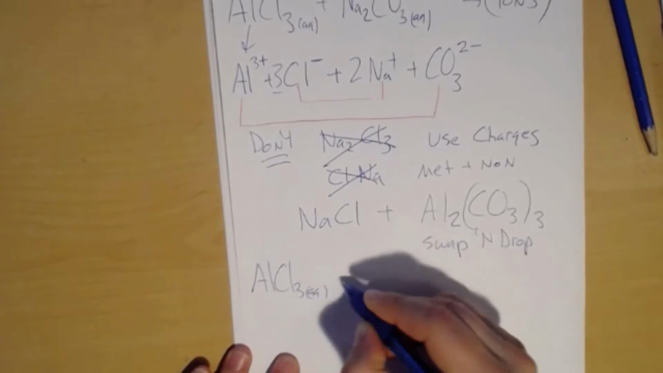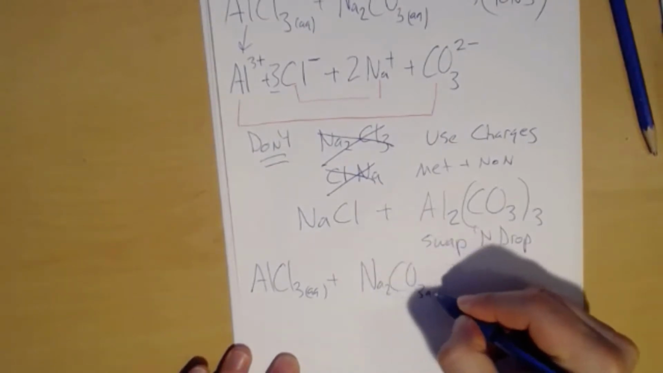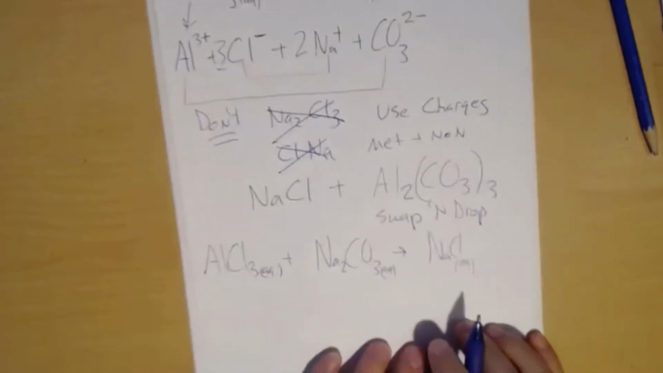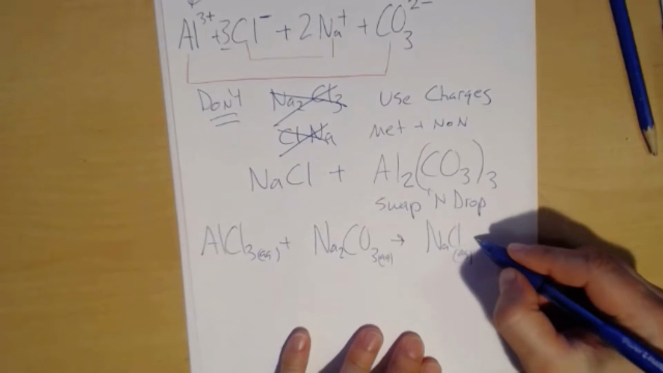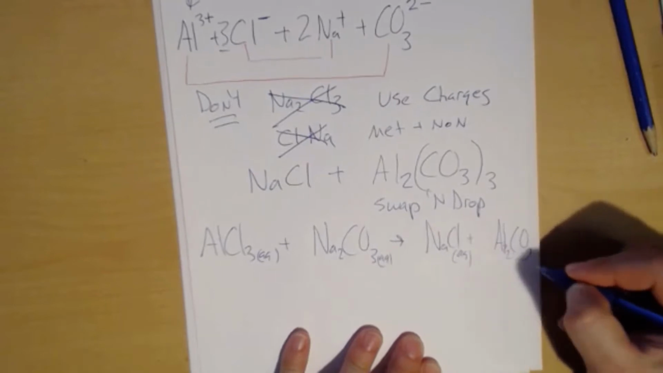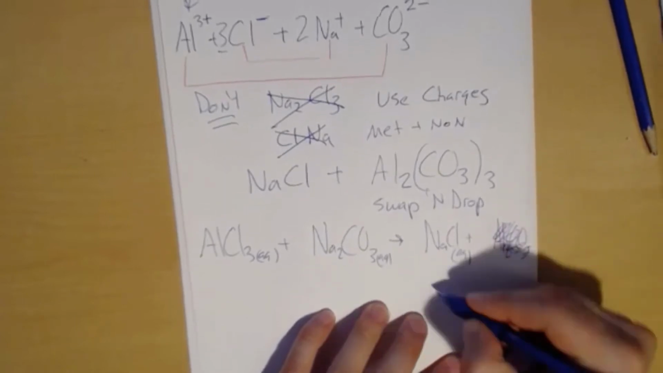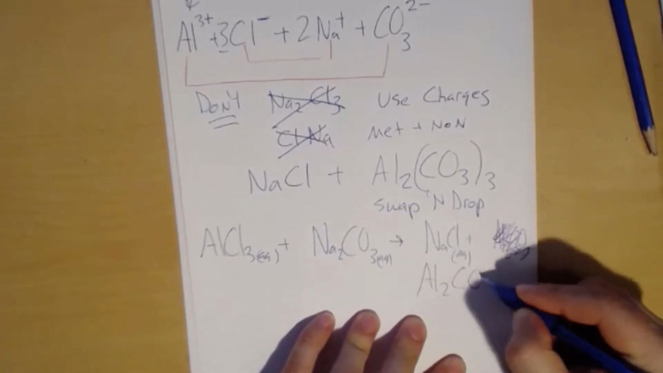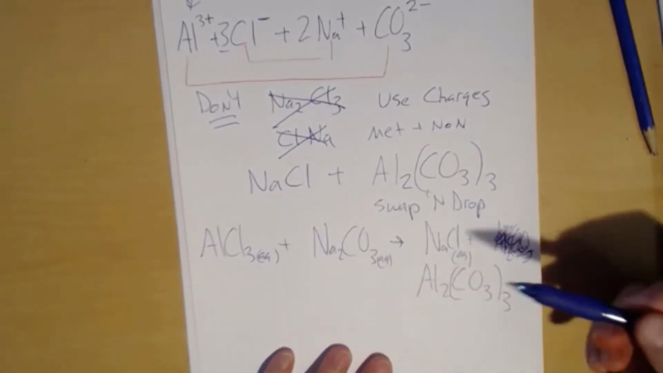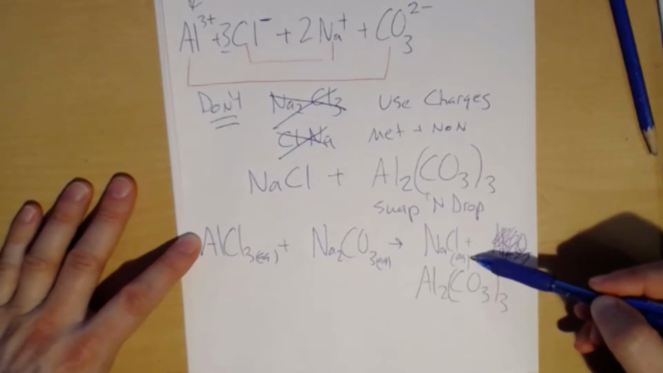AlCl3 aqueous plus Na2CO3 aqueous goes to NaCl aqueous. I'm trying to write it big, but also have enough room here. Let's see, plus Al2(CO3)3. Okay. Oh, and I jumped ahead. I said, well, sodium chloride's aqueous.